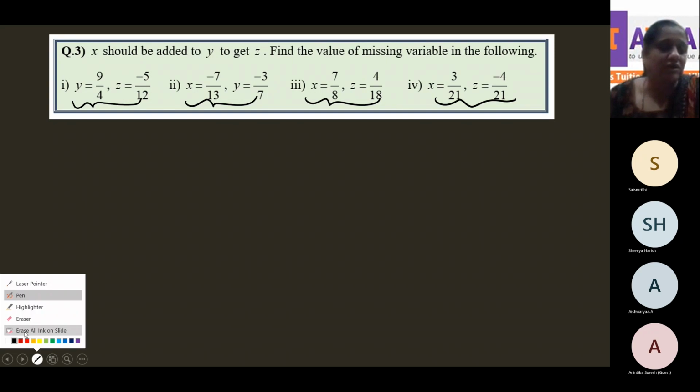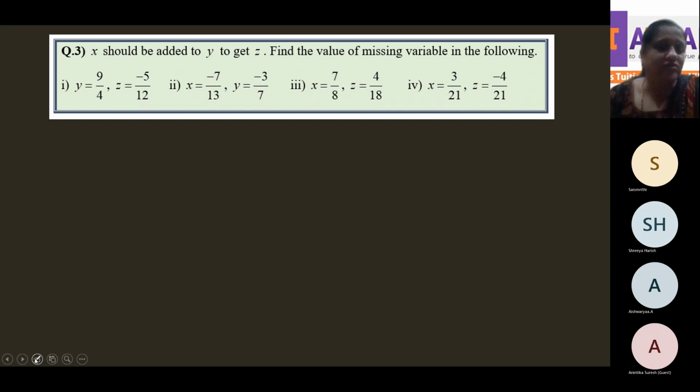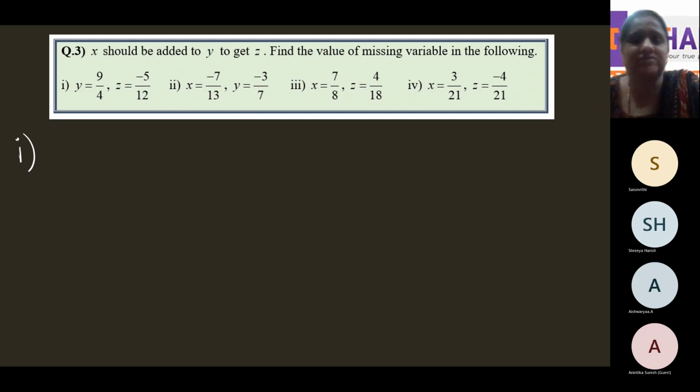In all the questions, you have 3 variables, X, Y, and Z. Now, in the first one, Y and Z is given to you. So you should find the value of the missing variable X. In the second one, X and Y is given to you. You must find the value of the missing variable Z. In the third one, X and Z is given to you. You should find the value of the missing variable Y. And the fourth one, X and Z again is given to you. You should find the value of the missing variable Y. Okay, now what is the equation given to us?